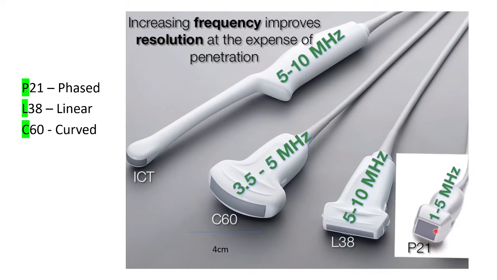So we have to notice that our cardiac probe is a low frequency probe. 1 to 5 megahertz is typical, and the others are all high frequencies. Why? Because for doing a cardiac echo, we need deeper penetration. That is why we generally use a lower frequency probe.